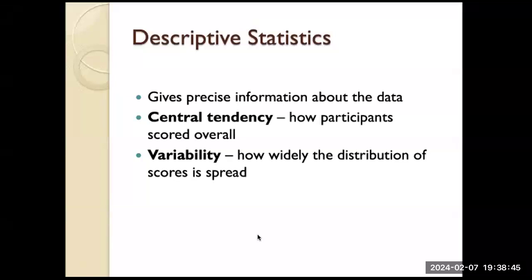Variability, on the other hand, gives you information on how much your participants varied from each other. What was the change that was occurring among the participants? How wide is that distribution? So both of these are important data points that we need to consider when we are looking at analysis.